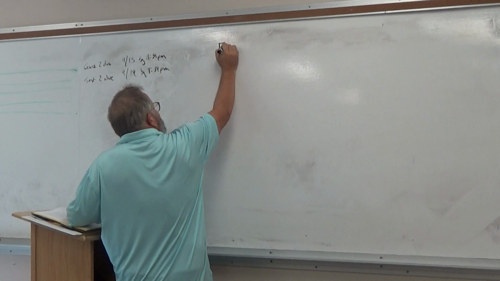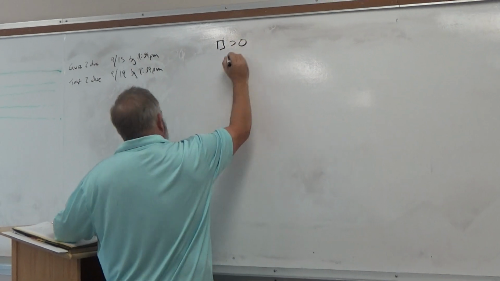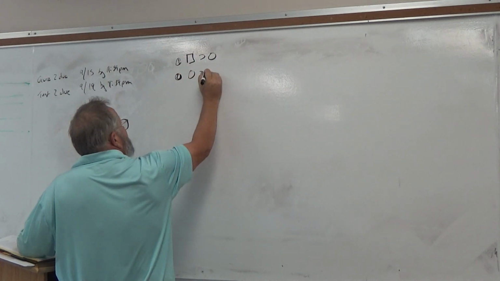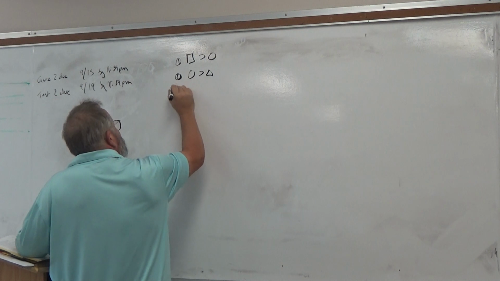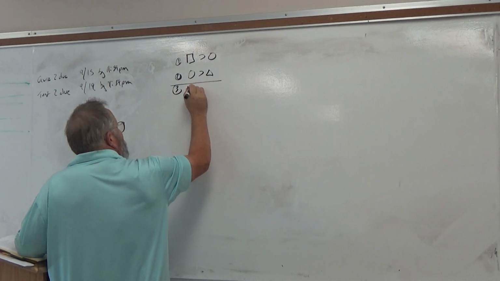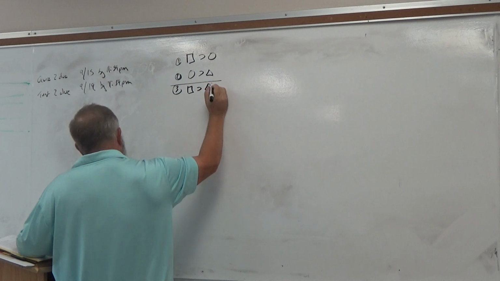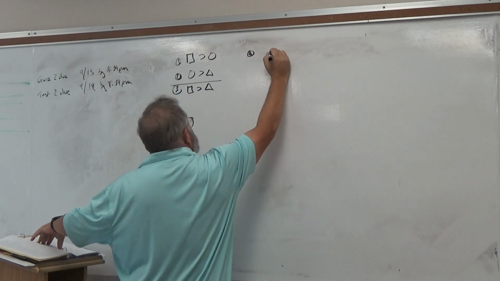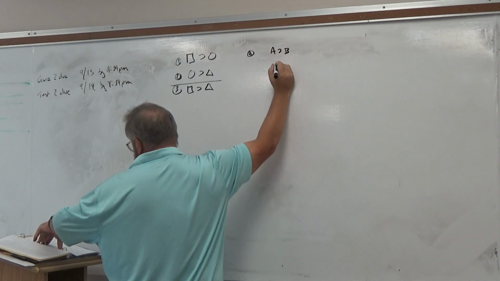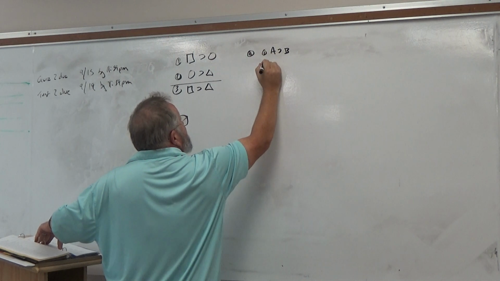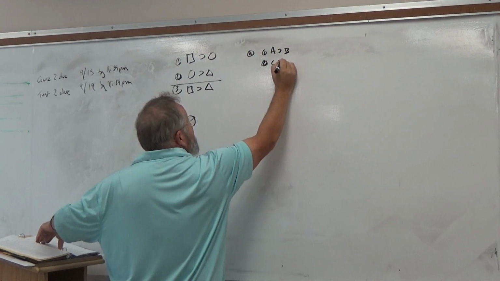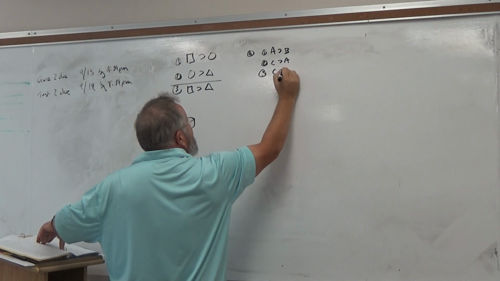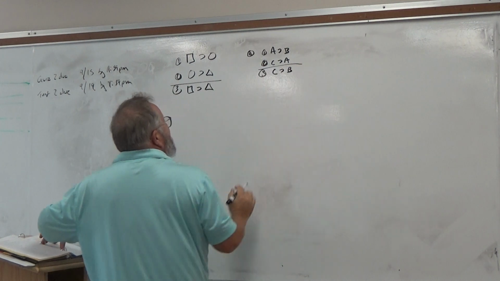This is the argument form that we're checking. 1 is box and circle, 2 is circle then triangle, and 3, this is the conclusion, is box then triangle. Okay, and A is this argument: A then B, then C, then A, and 3 is C, then B. Okay.